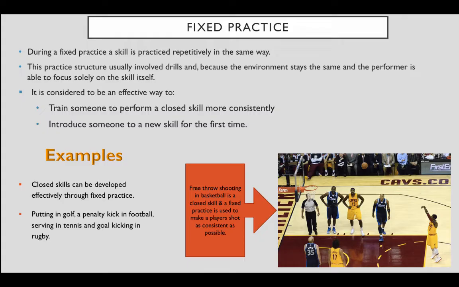Some examples of this are putting in golf, a penalty kick in football, serving in tennis, and a goal kick in rugby. Free throw shooting in basketball is also a closed skill, and it's also a fixed practice. It is used to make players' shots as consistent as possible.